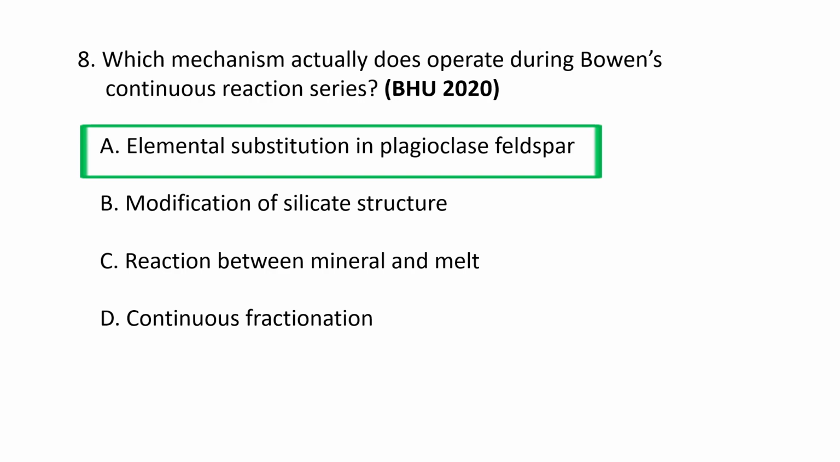The continuous reaction series in Bowen's reaction series primarily involves solid solution and fractional crystallization of plagioclase feldspar as the magma cools. This means that as the magma cools, the early formed calcium-rich plagioclase crystals react with the remaining melt, gradually transforming into more sodium-rich plagioclase. That means elemental substitution takes place in plagioclase feldspar.